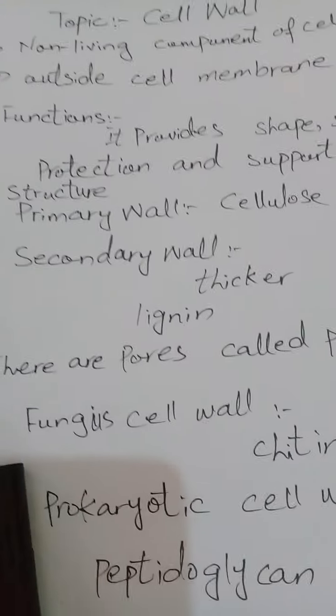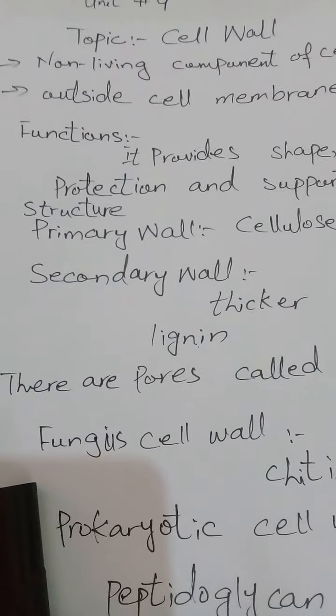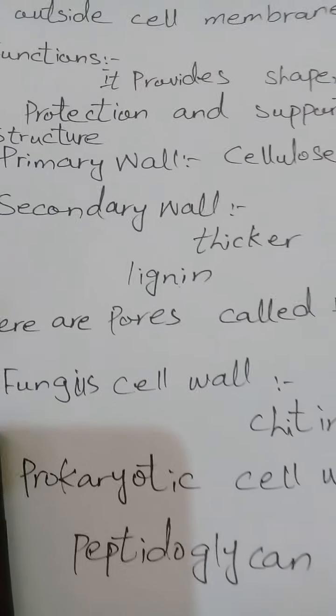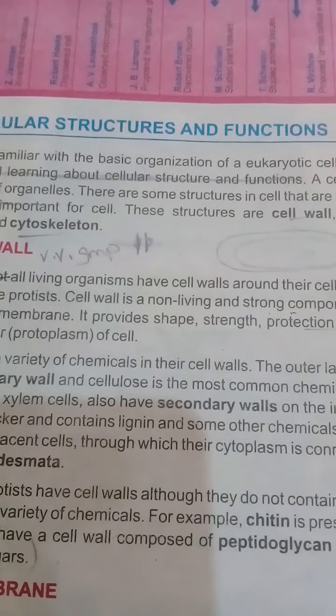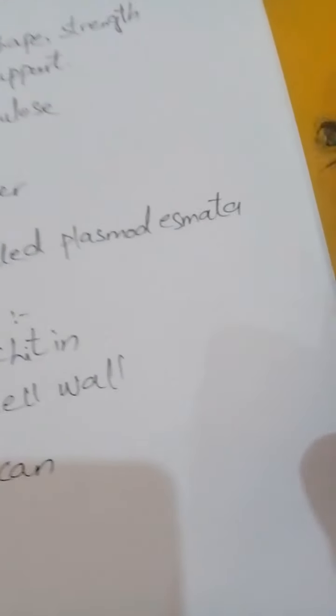So that was about the structure, composition and function of the cell wall, where the cell wall is present in plant cells, in fungus cells, and in prokaryotic cells. It is not present in animal cells. It is the outermost layer in plant cells. Now I'll show you the diagram of the cell wall.